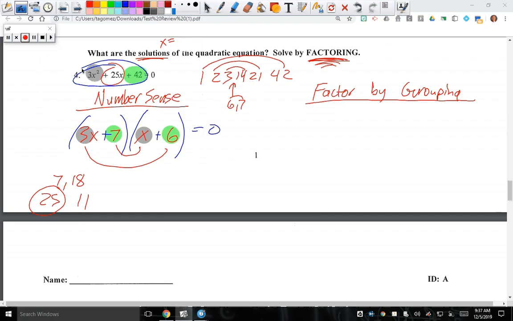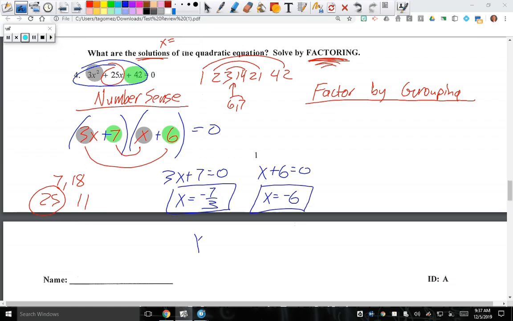Okay? So, set each one equal to 0 and solve. We get negative 6 and we get negative 7/3. So you can write them out like 2 different answers, or you can just write negative 7/3, negative 6. If you're not good at this, you're going to be tempted to want to do quadratic formula. But you will get no points for work. You will only get very little for the answers if you get them.